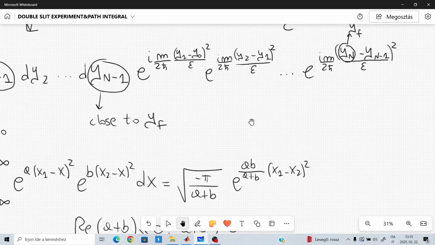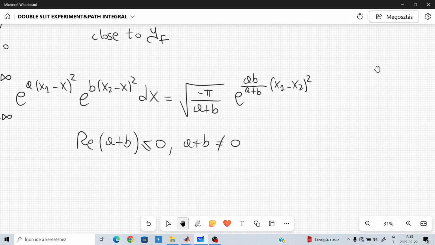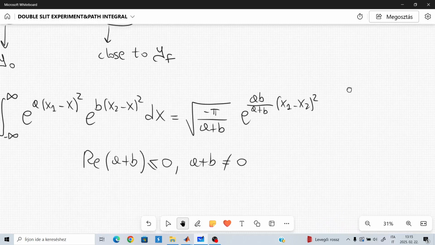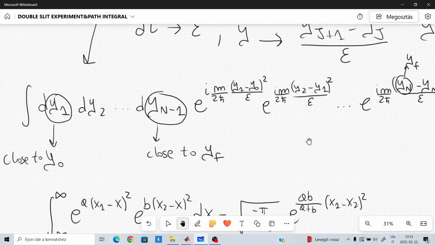So you can check that indeed these properties are satisfied, because in our case a and b are both imaginary, because here we have the imaginary unit, and of course a plus b is not equal to 0. Although we have a real part of a plus b equal to 0, you can see that here we have less than or equal to, so the equal sign is also acceptable. Anyway, we have to use this formula, and we can start, for example, by integrating over y1 first.